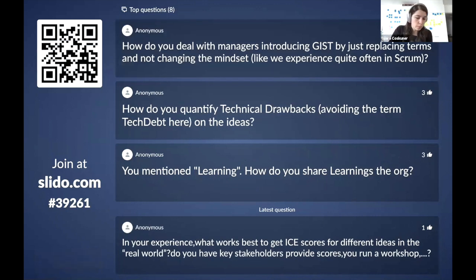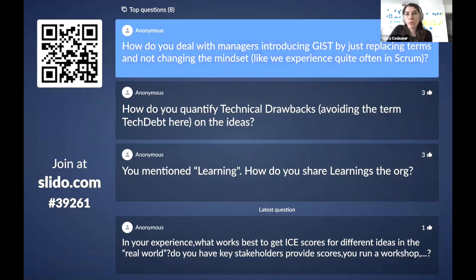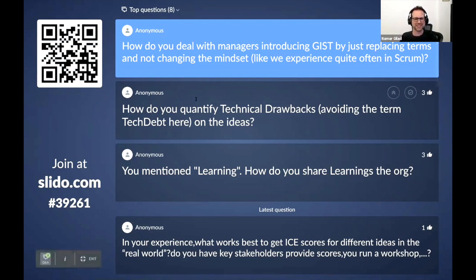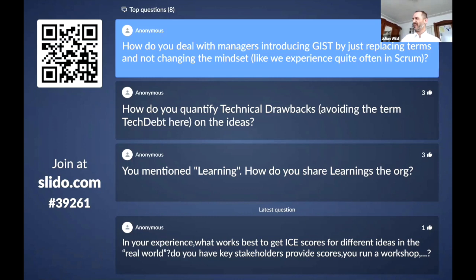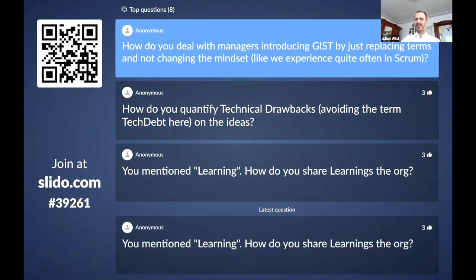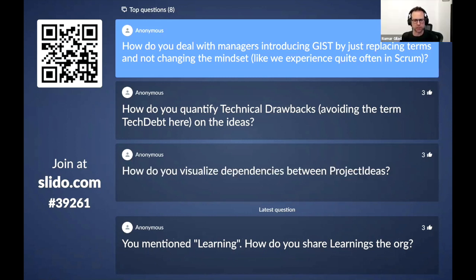How do you deal with managers introducing just replacing terms and not changing the mindset, like we experience quite often in Scrum? Interesting question. Is this someone who actually had just introduced this way, or is it just hypothetical? Hi, this is Julian again. Thanks for popping that up. No, it's theoretical, but I do experience that in Scrum quite often. So I can imagine, as it's a mindset thing, we could have this issue as well. Absolutely. I have seen this actually.